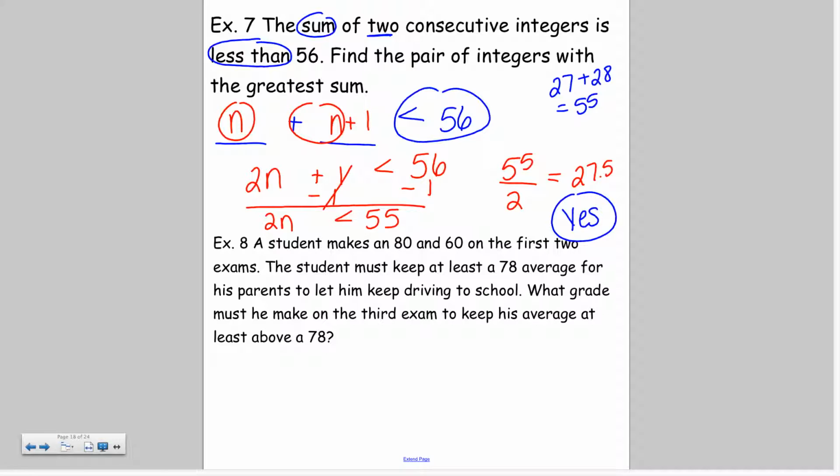So what is my answer? My two numbers, I know I'm squeezing this in here, my two answers are 27 and 28. How do you know that?